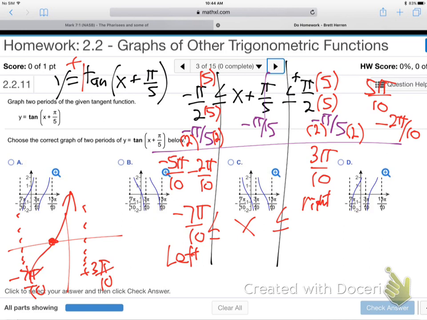Let me try. B's upside down. Right, B's upside down, it's not B. C's upside down. A's right side up, but well, D looks kind of right too, doesn't it? What's the difference between A and D? They kind of look the same to me. What is it? A little off to the left from the dotted line. And from the dotted line on the right, it's a little off to the left. It's not at 3 pi over 10? It looks just like it's at 3 pi over 10, doesn't it?